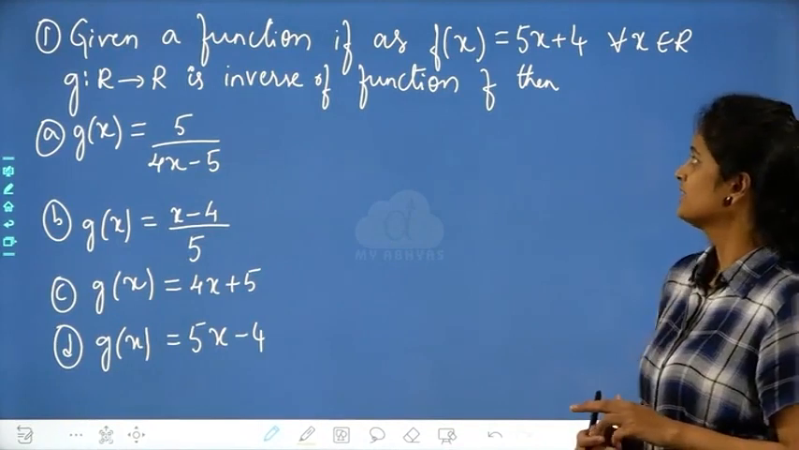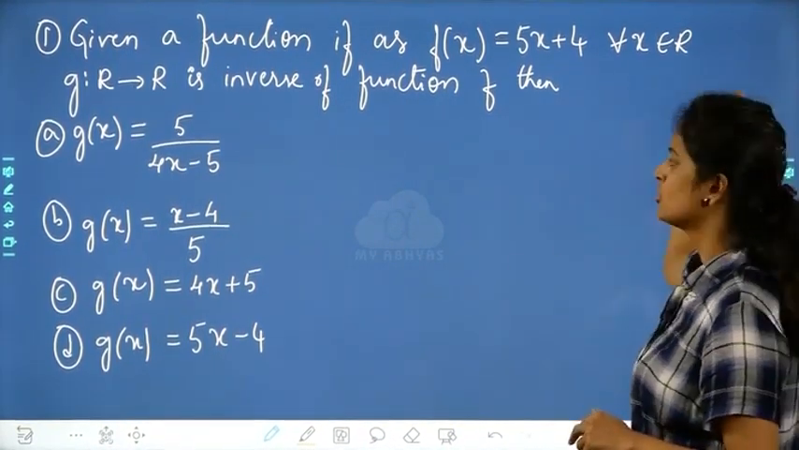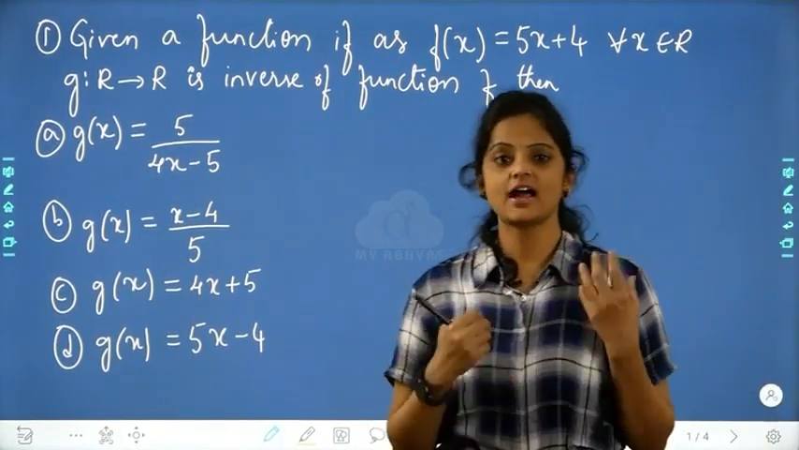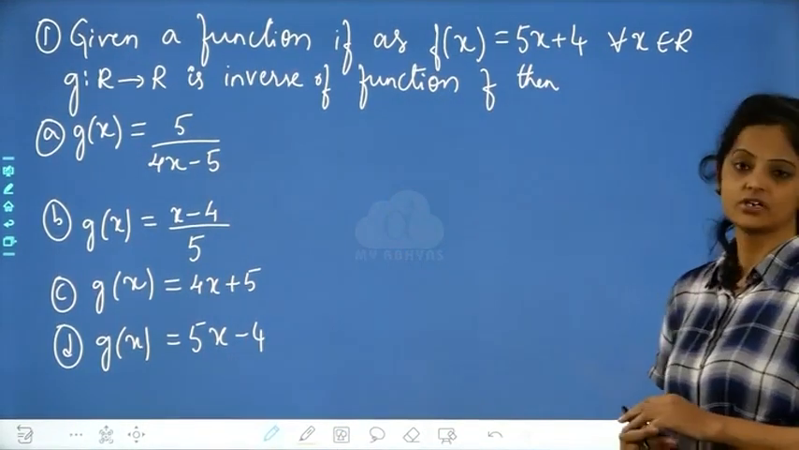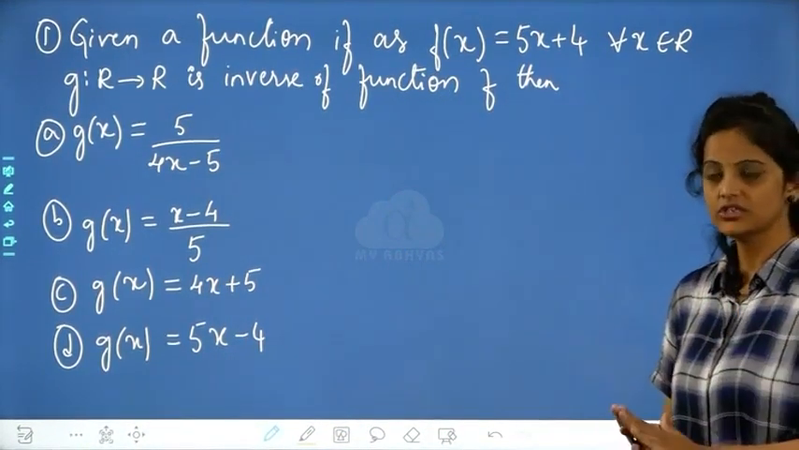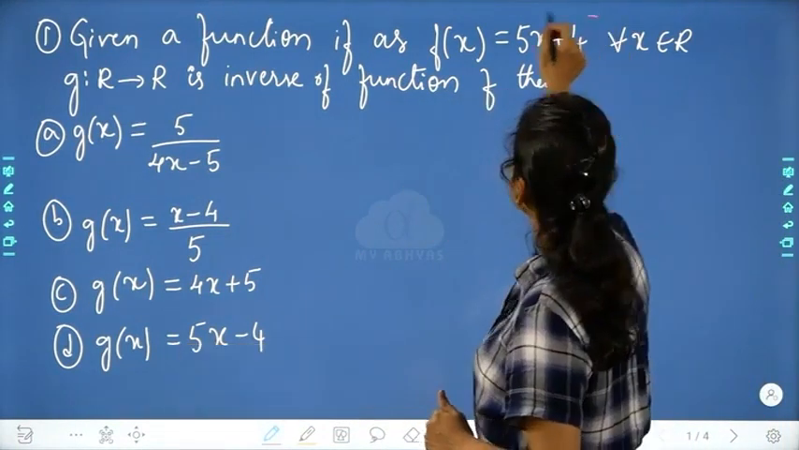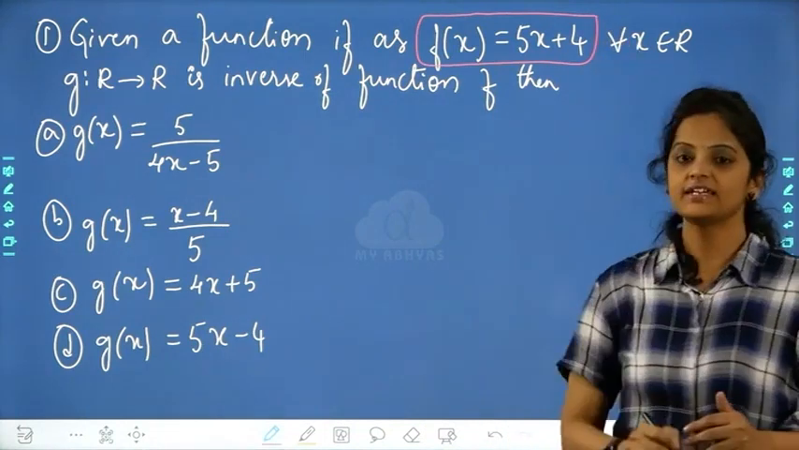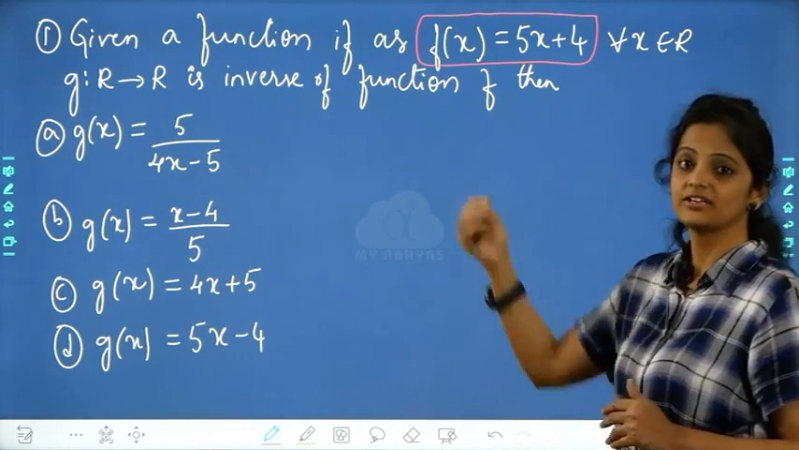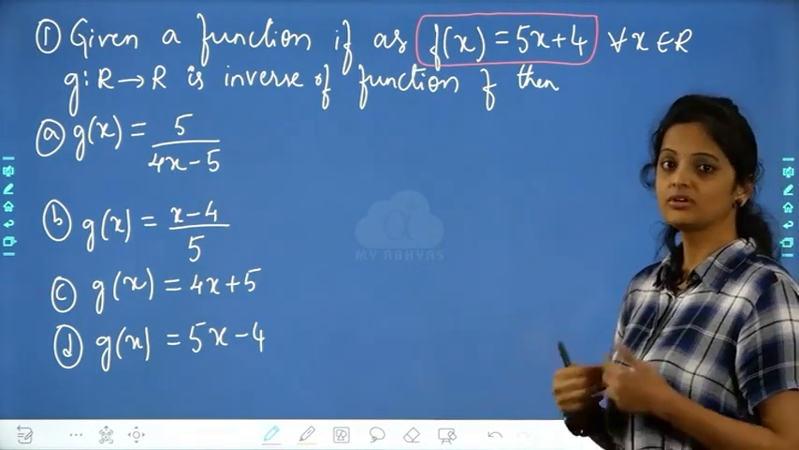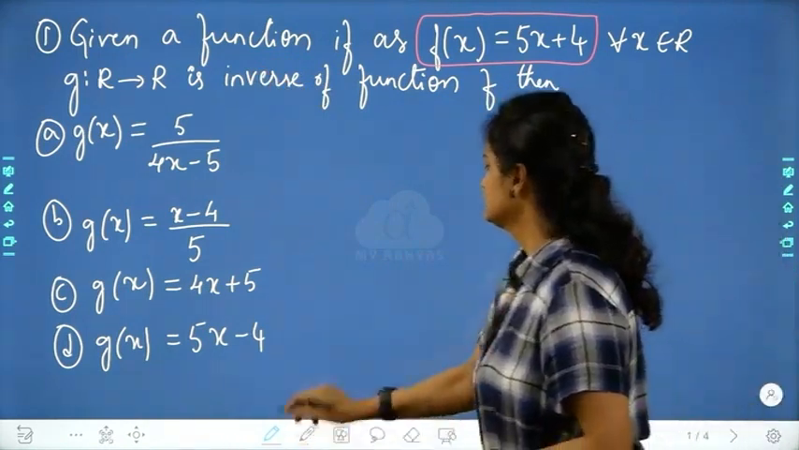Given a function f of x equal to 5x plus 4 for all x belonging to R, g is the other function which is mapped from R to R and is the inverse of the function f of x. I have to find out the inverse of that function. So if g is the inverse of the function, then what do I do?